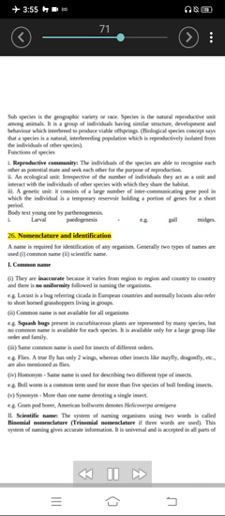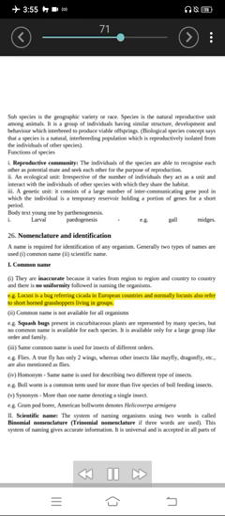Nomenclature and identification. A name is required for identification of any organism. Generally, two types of names are used: I. Common name, II. Scientific name. I. Common name. 1. They are inaccurate because they vary from region to region and country to country, and there is no uniformity followed in naming the organisms.